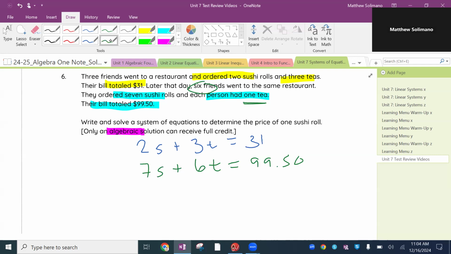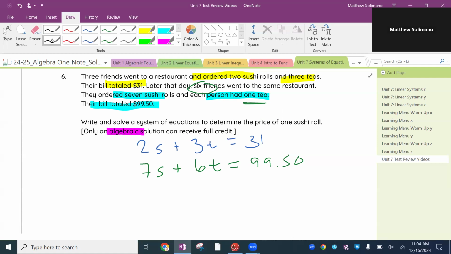So I look at what could I eliminate? So I have 2s, 7s. I can't really multiply by 2 to get to 7 without doing decimals. I could multiply them both by something, but that seems like too much work. So let's look at the t's. 3t and 6t. Ooh, that's pretty close. I just got to multiply 3 by 2. That would give me 6.